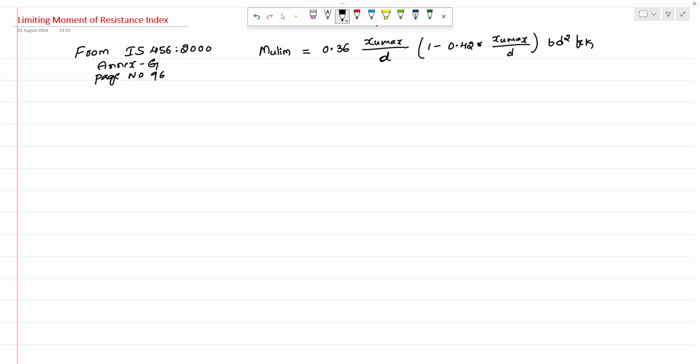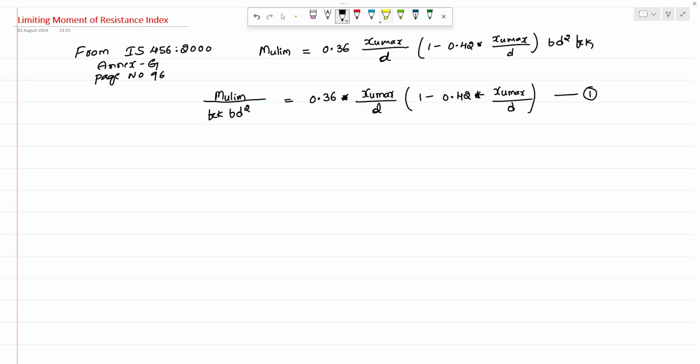Okay, so this can be written as Mu limit divided by fck bd square equals 0.36 multiplied by xu max divided by d into 1 minus 0.42 into xu max divided by d. So this is equation number 1.